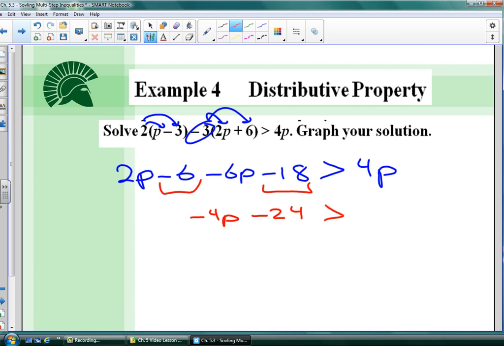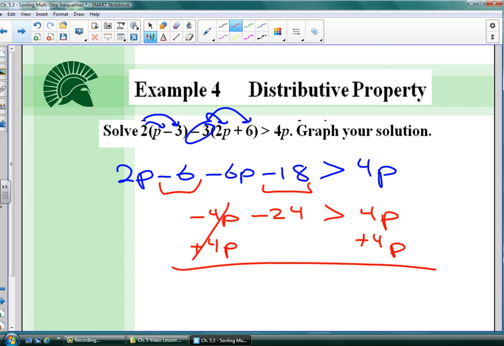It's greater than 4p. Again, I'm going to move things that I need from one side to the next. So what I'm going to do is, since I have things with p on the left and just p's on the right, I'm going to move my p's to the right. Again, I'm doing the additive inverse first. Okay, so I get minus 24 is greater than, well, I have a positive 4p and another positive 4p, which gives me 8p. I'm not completely finished.